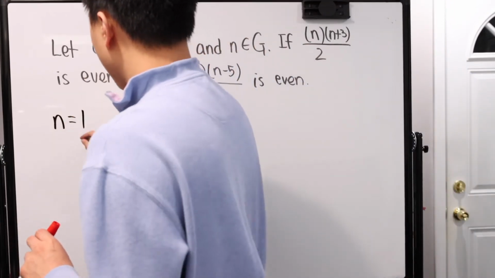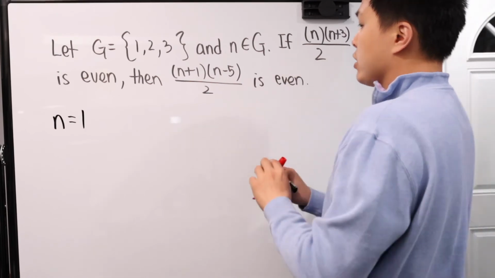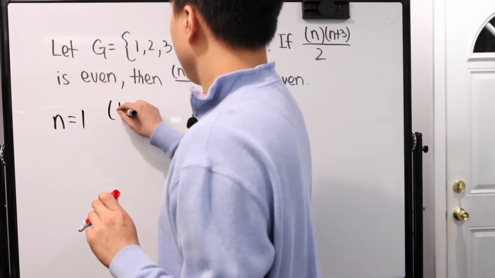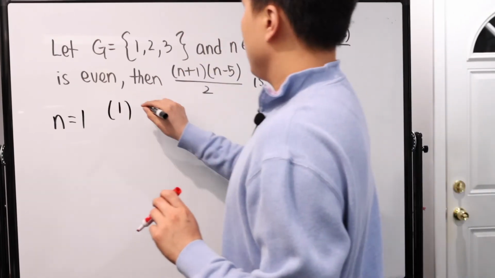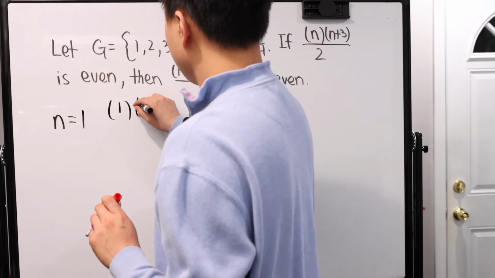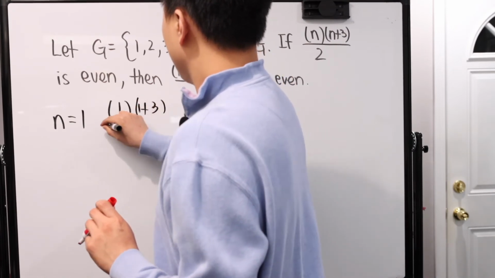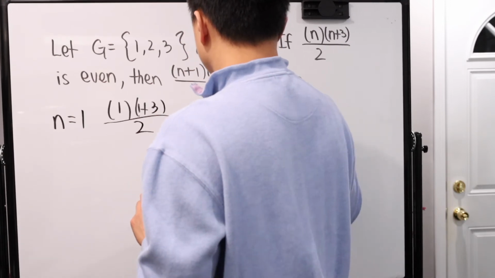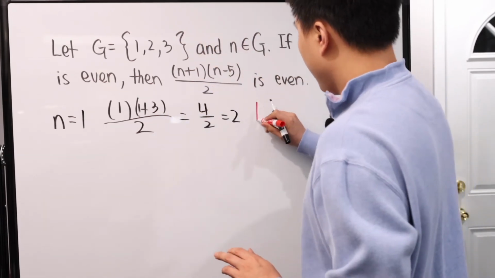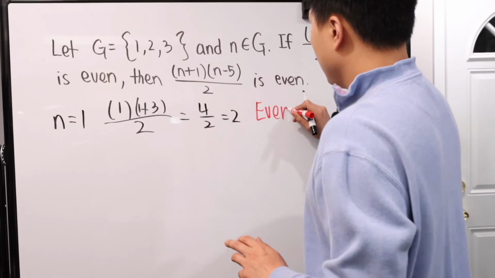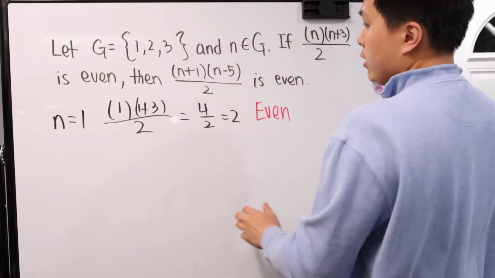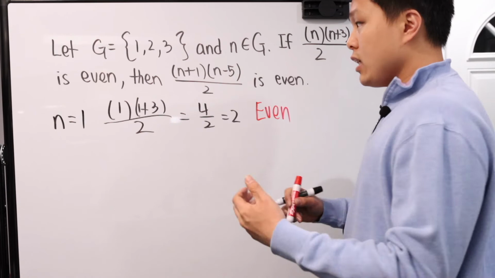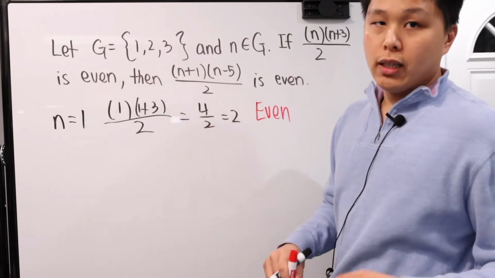N equals 1. So if I plug this in here, technically what I have is just 1 times (1 plus 3) over 2. That's 4 over 2. That's 2. Okay, so this one is telling me at least this section right here is even if I use n is 1.